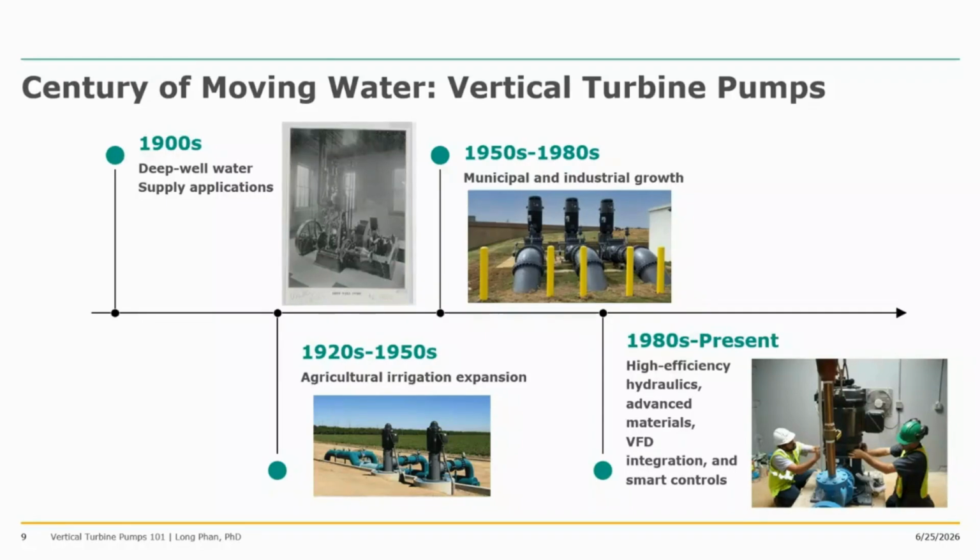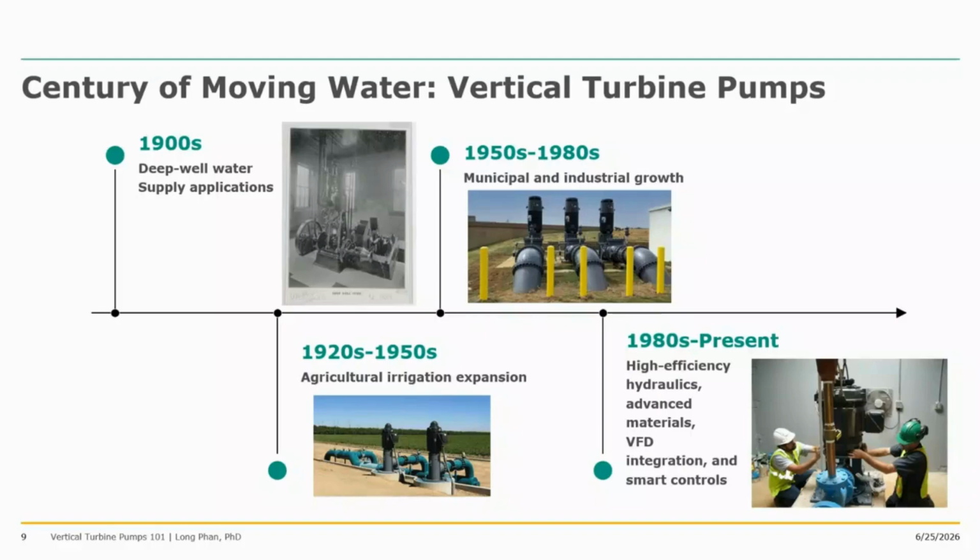From the 1950s to the 1980s, with rapid industrialization and growing cities in North America and around the world, the applications expanded beyond irrigation. Vertical turbines became common in municipal water treatment plants, power stations, cooling water systems, flood control, and many industrial processes where high flow and reliable operation were required.